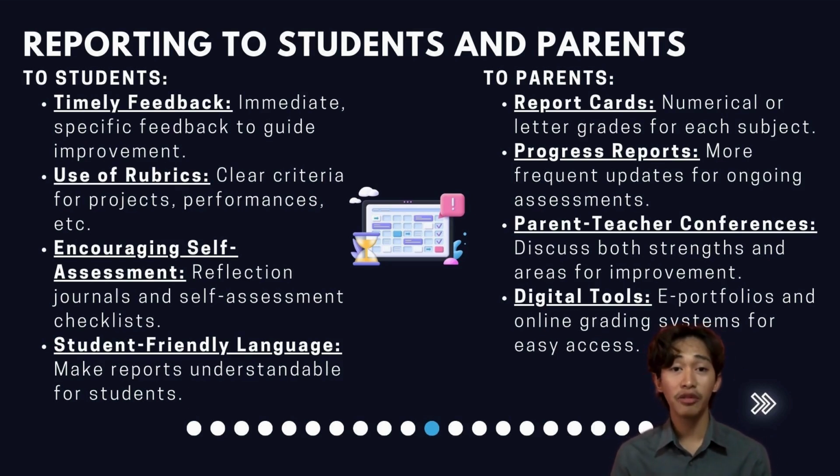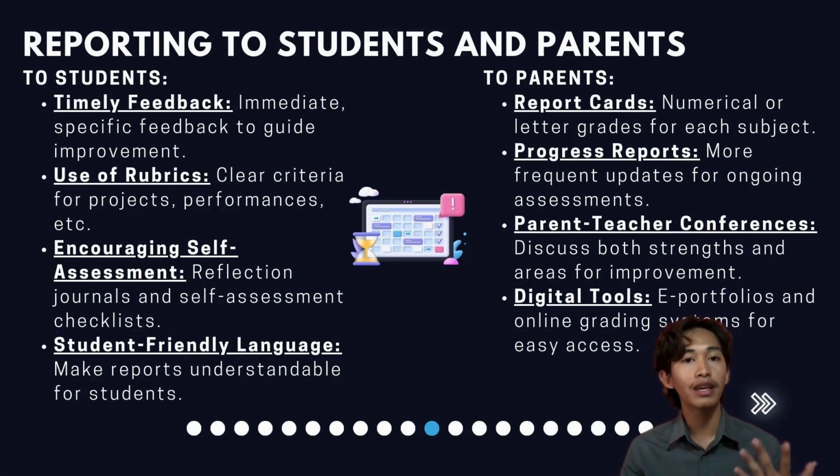The second one under reporting to students is use of rubrics. For example, clear rubrics. When reporting on authentic assessment like projects or performances, teachers can use rubrics that clearly outline the expectations and criteria. This allows students to understand what is expected and helps them self-assess their work. For example, a rubric for a project might include categories such as research quality, creativity, presentation skills, and teamwork. Students can see where they excel and where they need to improve.